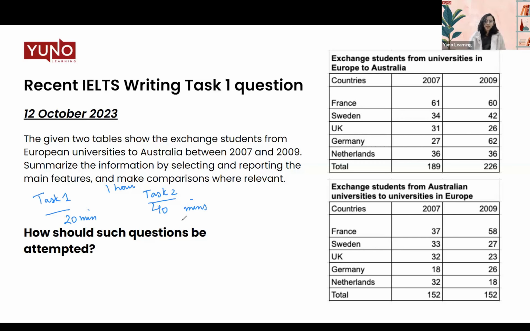This is better, but again, it could be according to your convenience. When you practice, you see how much time you are taking for task 1, how much time you need for task 2, and how you manage it. But this is the recommended time limit.